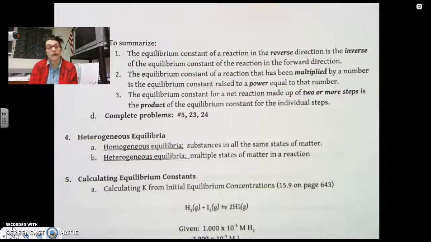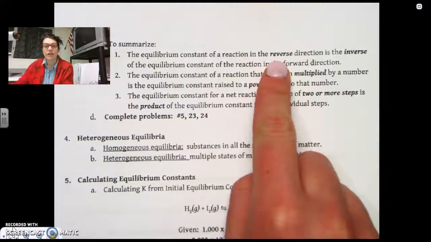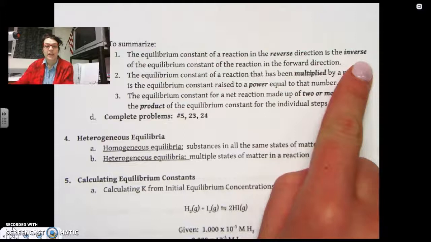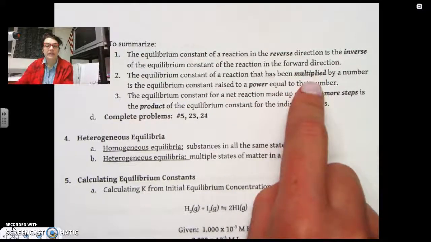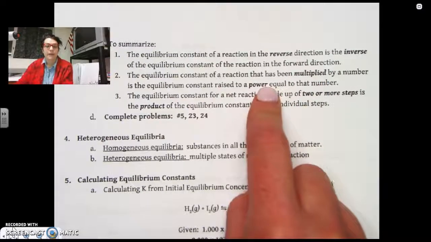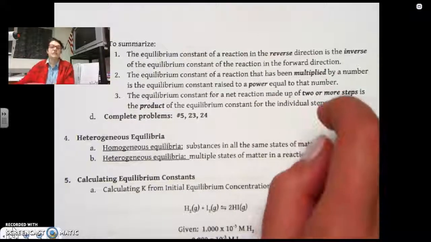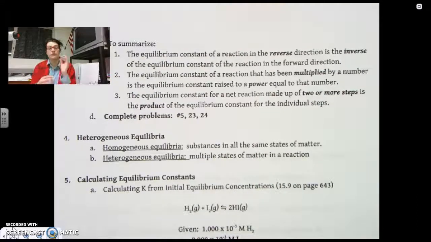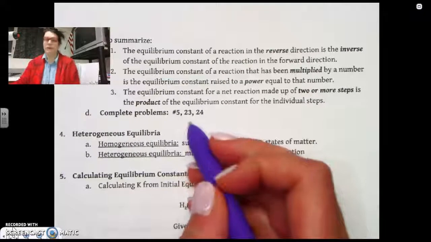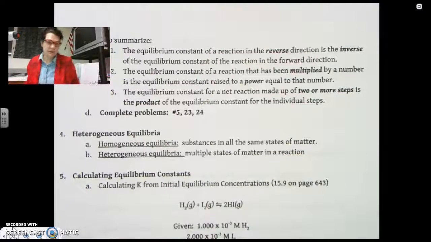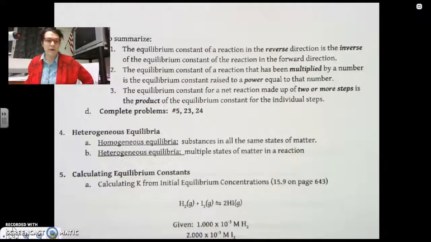So to summarize how you do these: if it's a reverse direction, you take the inverse. If it's multiplied by a number, you take the power. And if it's two or more steps, it's going to be the product, which means multiplication of the equilibrium constant for each individual step. We'll work on these problems in class, but if you want to get a head start, that's good practice for what I just talked about.